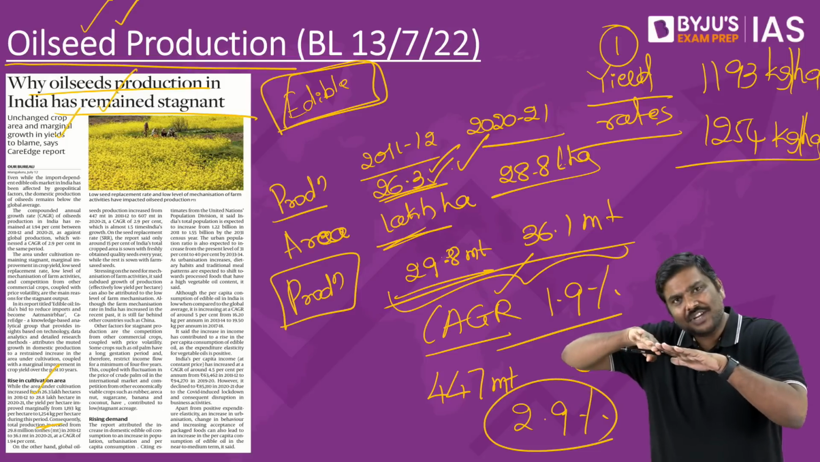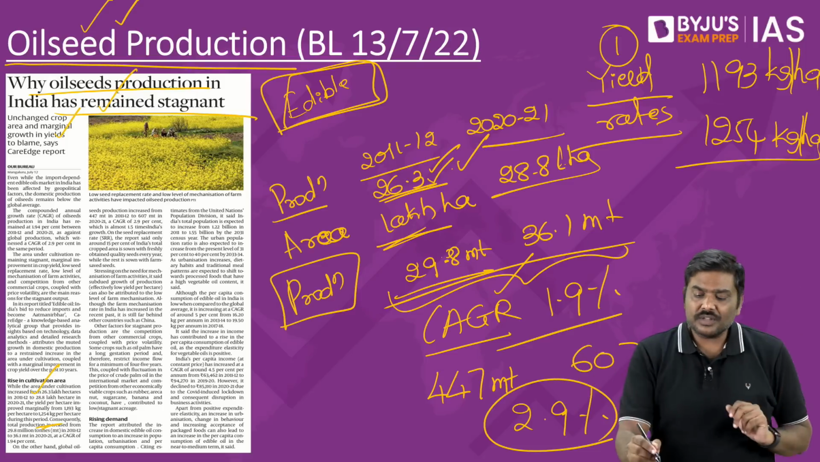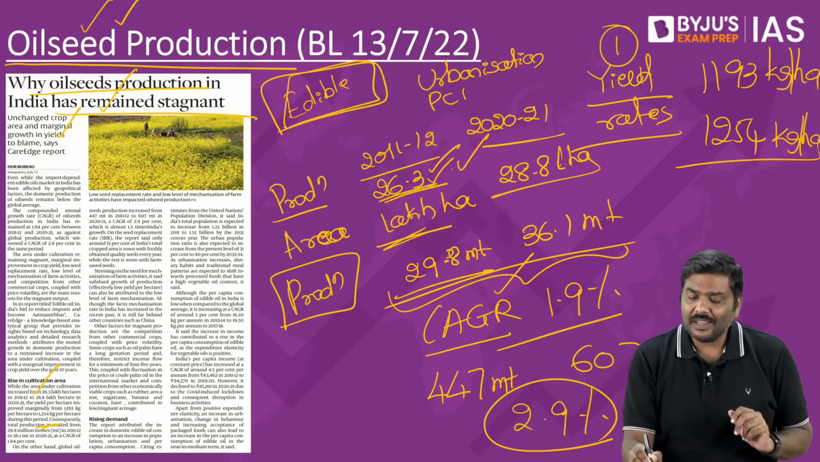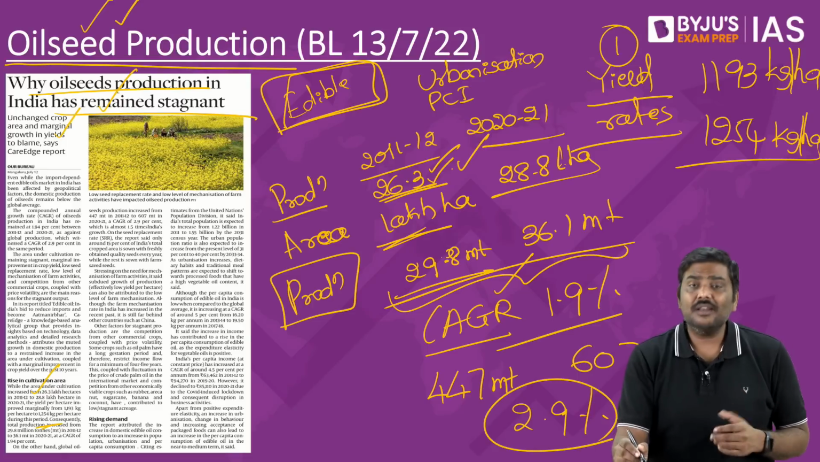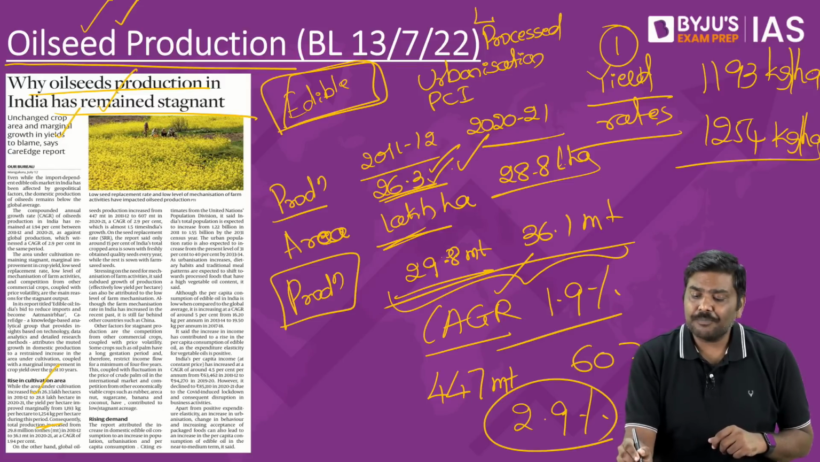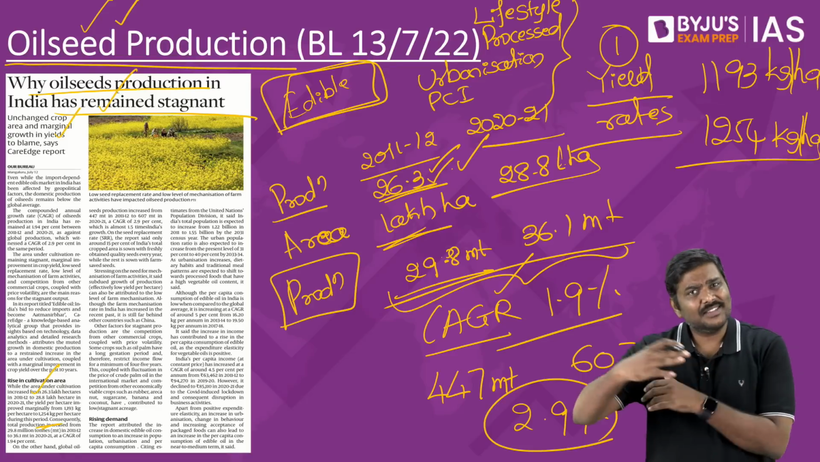On one side, the production has remained more or less the same, but on the other hand, because of urbanization and rising per capita incomes, which are leading to higher demand for processed foods and a changing lifestyle of the people, because of all of these reasons, the demand for vegetable or edible oils has increased.